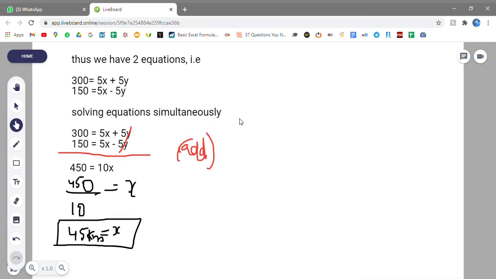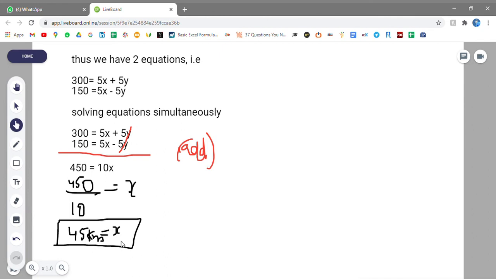Now let us take this equation. We have two equations, that is 300 is equal to 5x plus 5y, 150 is equal to 5x minus 5y, and solve this simultaneously. Here you need not multiply any number to the equation since the coefficients are the same, and you need not change the signs also because there is already a plus and a minus for y. So just add the equations. When you add the equations, you end up finding the value of x, that is 45 kilometers.